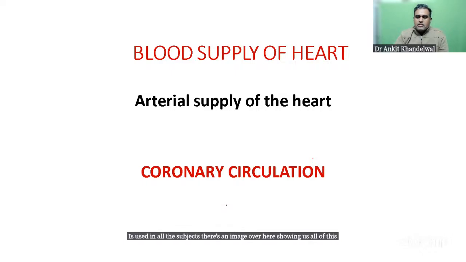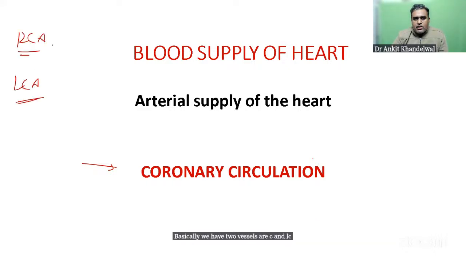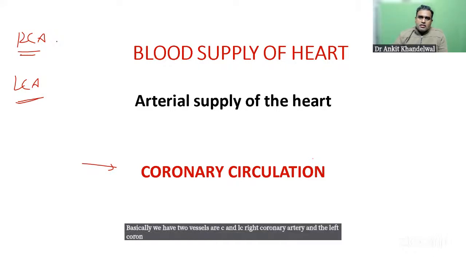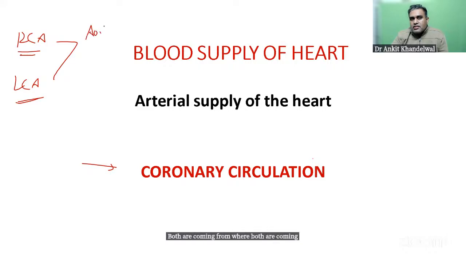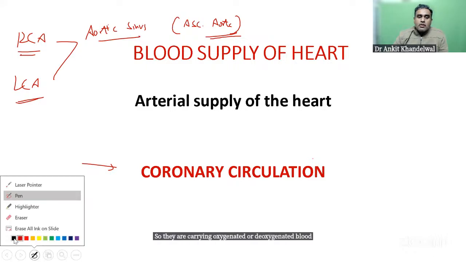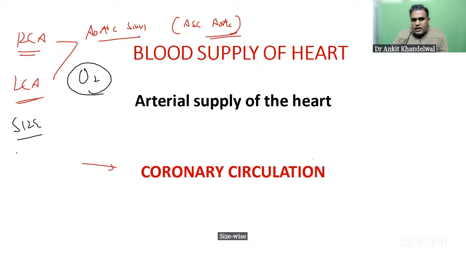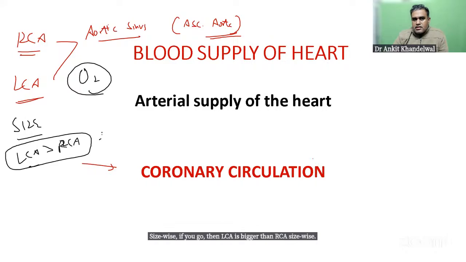Lastly, not least, let us see a bit of coronary circulation. Basically, we have two vessels, RCA and LCA: the right coronary artery and the left coronary artery, simple as that. Both are coming from where? Both are coming from the aortic sinuses, that is, both of them are coming from the ascending aorta. So are they carrying oxygenated or deoxygenated blood? If they are coming from the aorta, they should carry very good oxygenated blood. Size-wise, LCA is bigger than RCA.